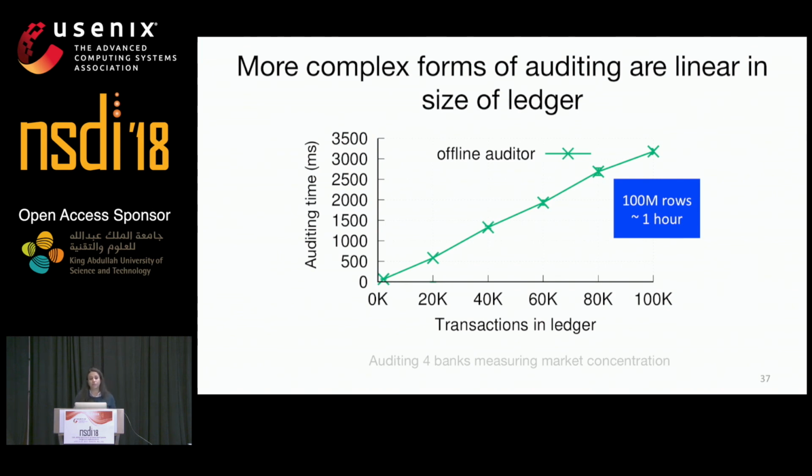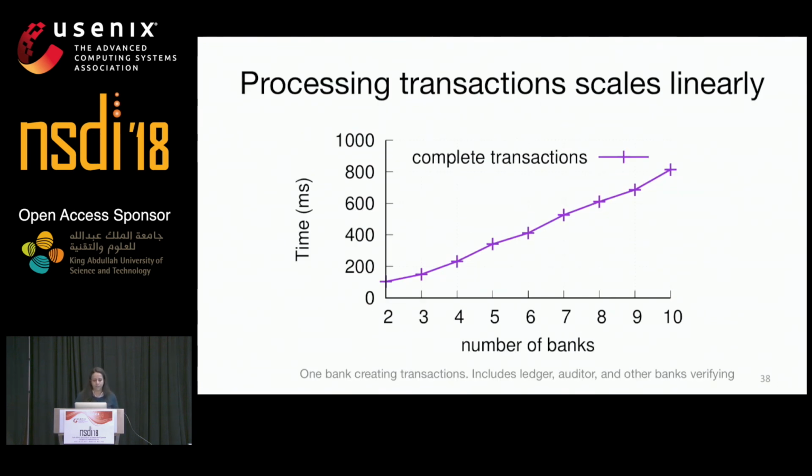It is possible to snapshot the ledger with commitment to certain state so that it doesn't need to grow forever, but zkLedger doesn't implement this. So auditing is pretty fast.